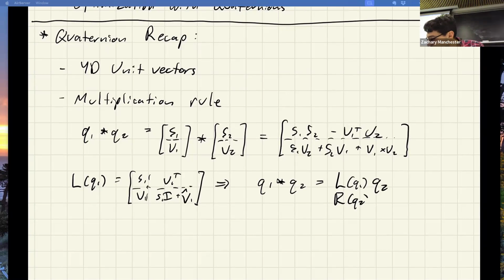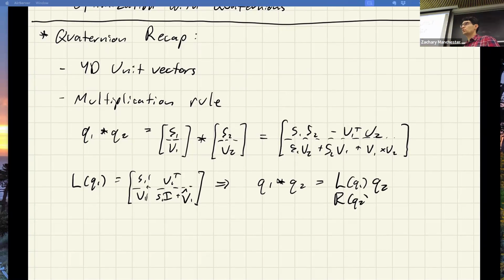Okay, so that's multiplication. Then we talked about this conjugate idea, which is the equivalent of the transpose for a rotation matrix. It gives you the opposite rotation. So it's a rotation about the same axis, but in the opposite direction.